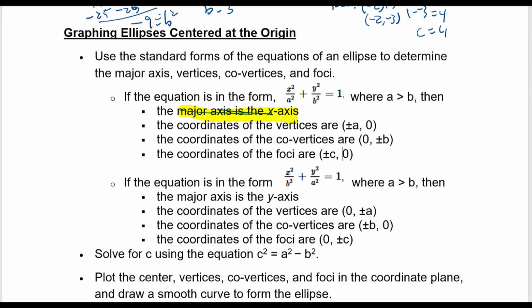The coordinates of the vertices are plus or minus a comma 0. The coordinates of the co-vertices are 0 comma plus or minus b, and the coordinates of the foci are plus or minus c, 0.